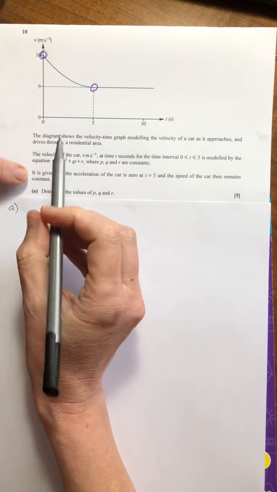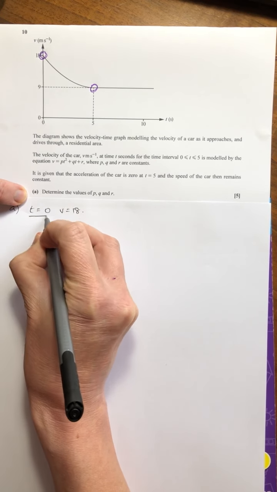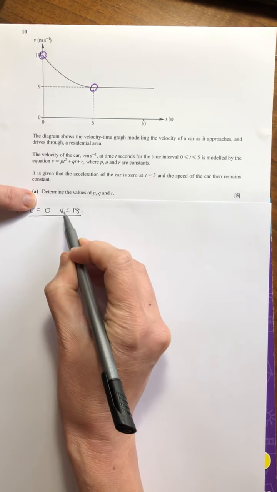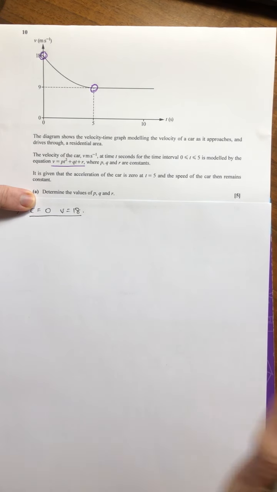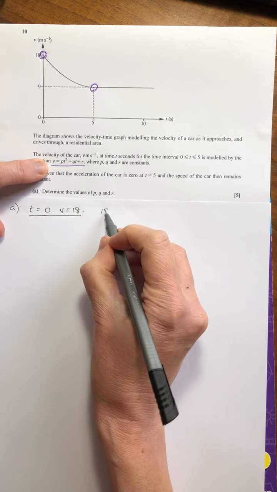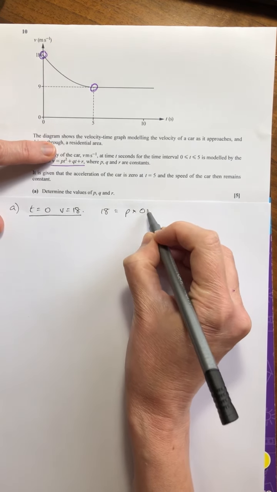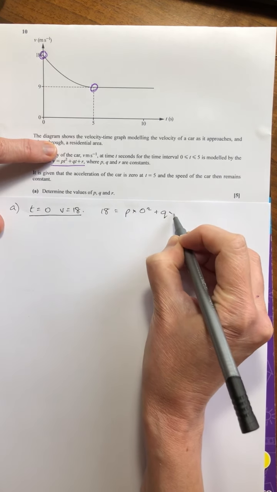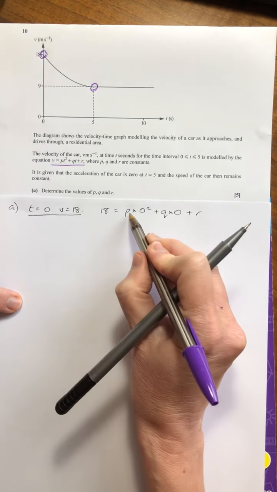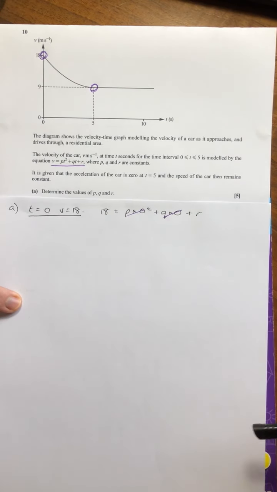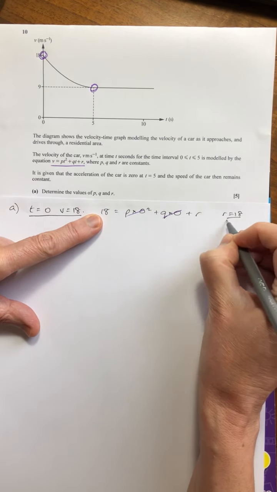So I know that at that point there, the time is 0 and the velocity is 18. So what I can do is take those 2 values and put them into our equation. I know that when the velocity is 18, substituting, the left-hand side is equal to P multiplied by the time squared, so 0 squared, plus Q multiplied by the time 0, plus R. Both of these 2 terms are 0, so that leaves me with a relatively nice R of 18.